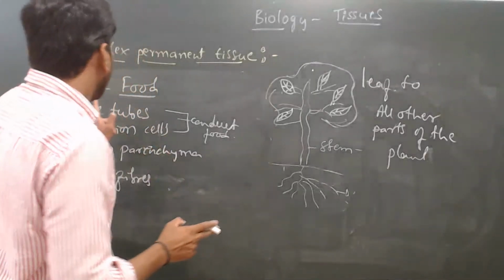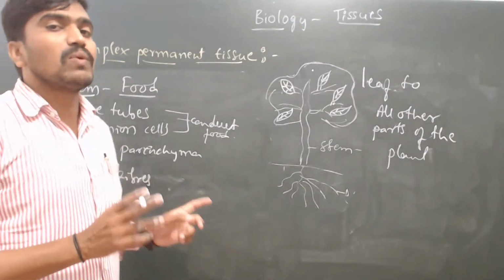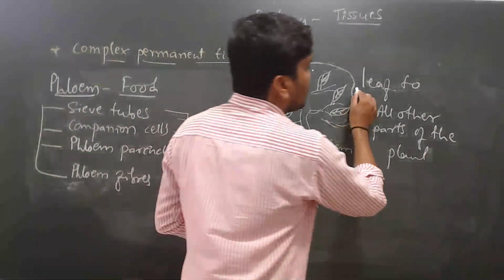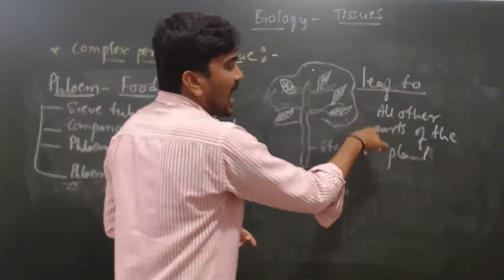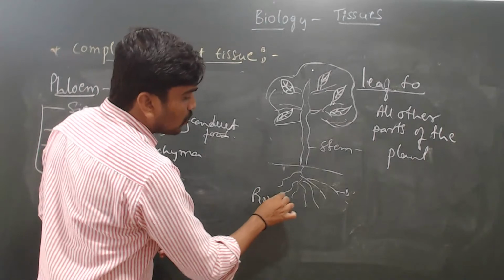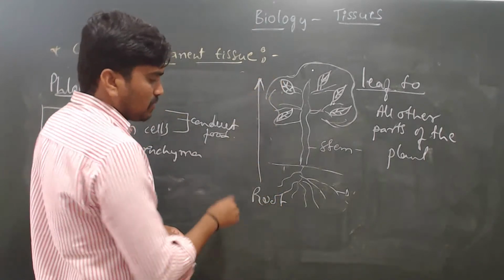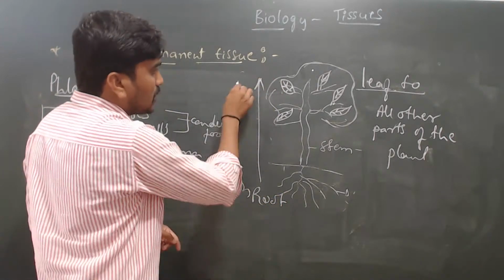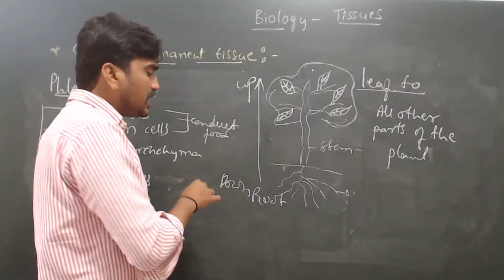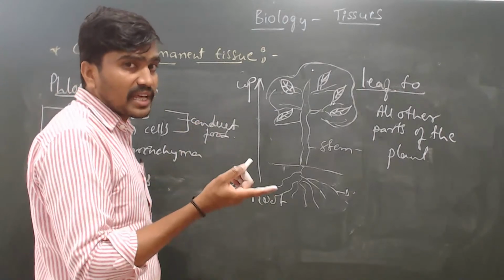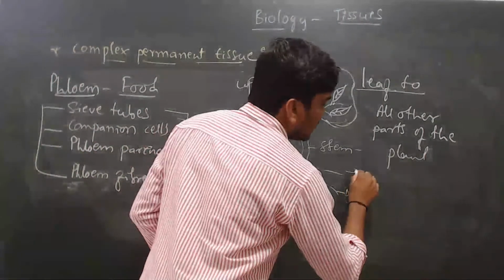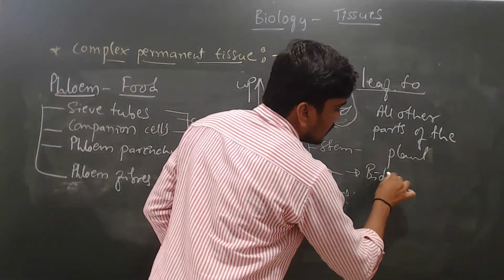Which one is the water conducting tissue that conducts the water mainly? Xylem, from roots to all parts. That is from down to upward in xylem. But in phloem, it is in both directions. In xylem, it is unidirectional, but here it is bidirectional.